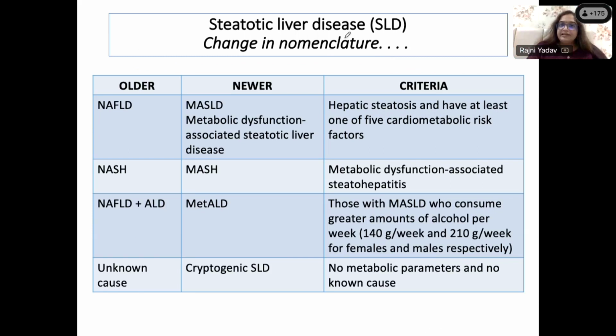Now, the steatotic liver disease nomenclature has been recently changed. So that is very important for the postgraduates to know. Earlier what was called NAFLD is now being called MASLD, that is metabolic dysfunction associated steatotic liver disease. So why this change of nomenclature?